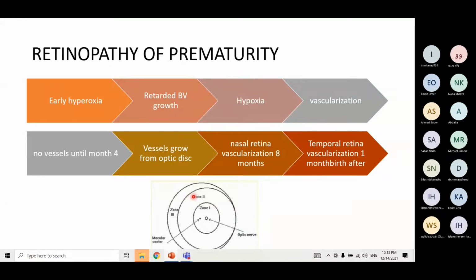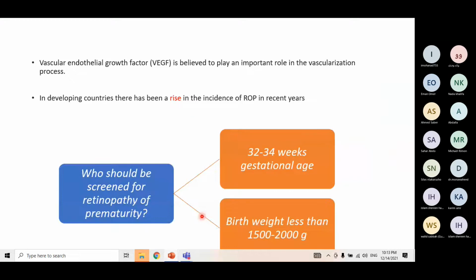Afterwards, this ischemic retina will start to suffer hypoxia and will produce vascular endothelial growth factor and promote abnormal neovascularization. Usually the vessels start to grow from the optic nerve towards the periphery, starting from the 4th month of gestation, and they reach the nasal retina at the 8th month of gestation and the temporal retina at birth or 1 month after birth. So patients with prematurity don't have complete growth of those vessels.